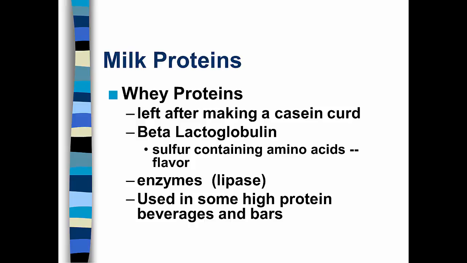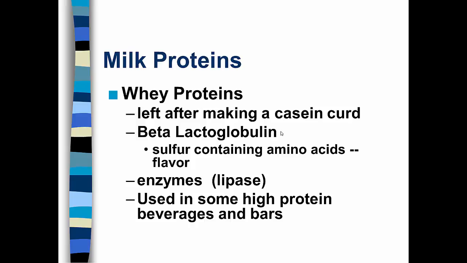And the proteins in that liquid are called the whey proteins. So there's several different proteins in this. I'm only going to mention one of them for this class, and that protein is called beta-lactoglobulin. I mention it here because it's a sulfur-containing protein. It has sulfur-containing amino acids in it. And some of the sulfur groups on those amino acids can be split off, especially during heating, and contribute to a cooked flavor of milk.